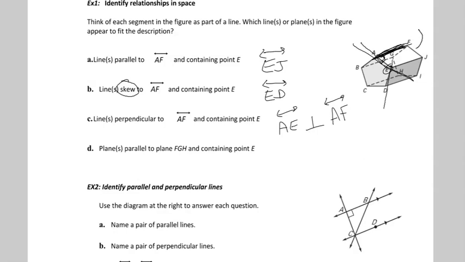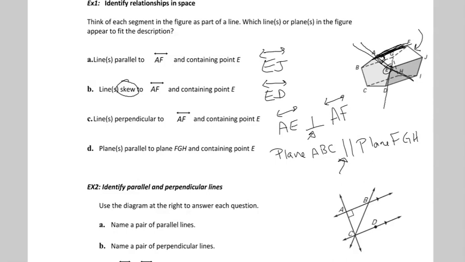FGH is this back one. Which one is going to be parallel to the back one? The front one. Plane ABC is going to be parallel to plane FGH. There you go. Notice the symbol I'm using? This one right here is for perpendicular. That one is for parallel.